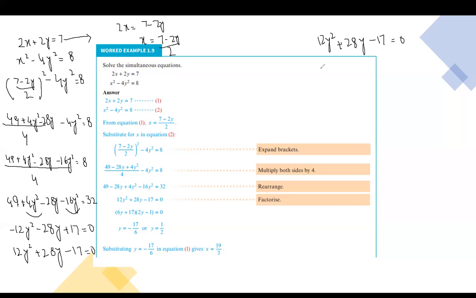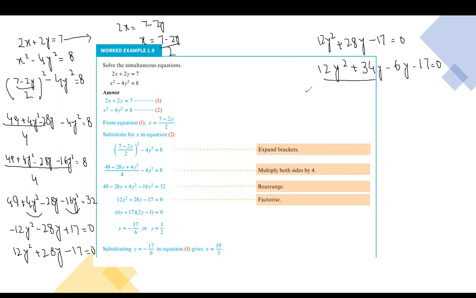So in this case, it must be 12y square. Now, how to do it? Plus 34y, is there any factor regarding 28? So how to find the factors of 28? So it must be 34y minus 6y minus 17 equals 0.